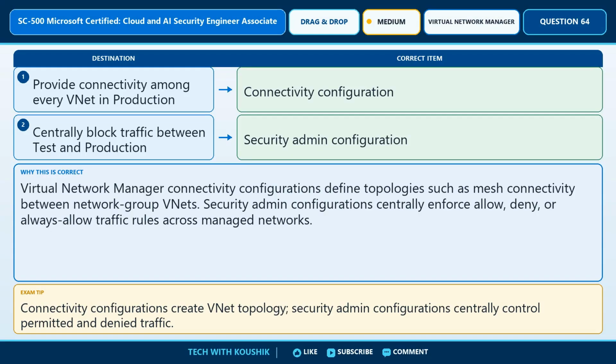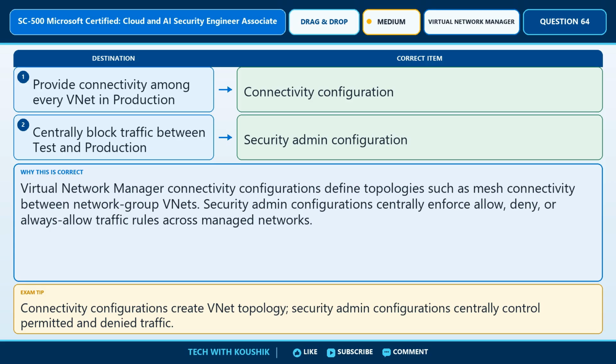For mapping 1, pair connectivity configuration with provide connectivity among every VNet in production. For mapping 2, pair security admin configuration with centrally block traffic between test and production. This is correct because Virtual Network Manager connectivity configurations define topologies such as mesh connectivity between network group VNets. Security admin configurations centrally enforce allow, deny, or always allow traffic rules across managed networks.